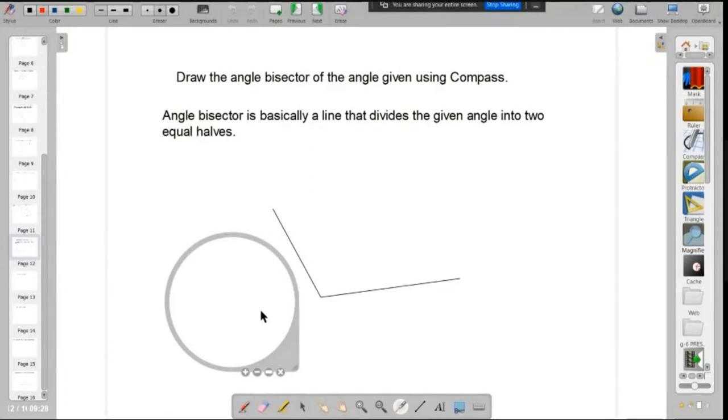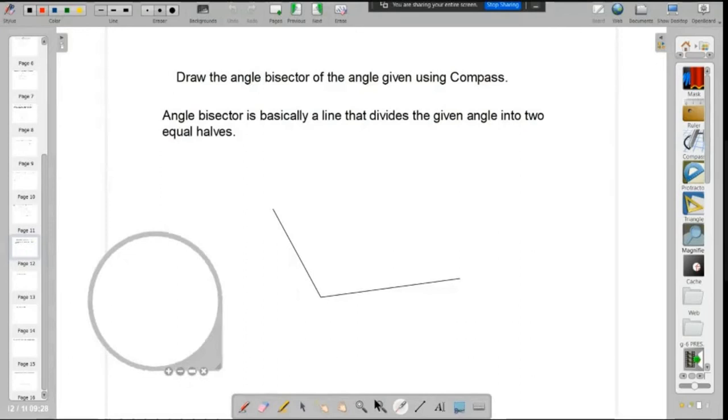How will we be doing it? I will be just demonstrating now. See what I am going to do, I will have to use the compass. I cannot measure the angle with the protractor and then halve the magnitude and construct a ray from there. Using the protractor is not admissible. So you will have to do it with the help of the compass. I will take the compass and show it to you.